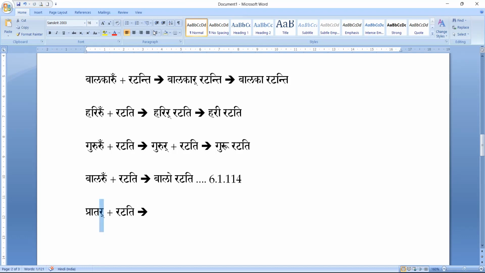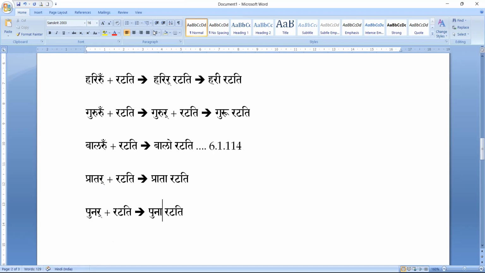So therefore, what will happen is repa preceded by repa. This repa will drop and the preceding a will become dirgha. This is what you have to apply. Therefore, it becomes Rata Ratati. How do you say it with punar? Punar plus Ratati. This sandhi we have already seen. Punar Ratati. Why don't you apply the ukara and make it Puno Ratati?